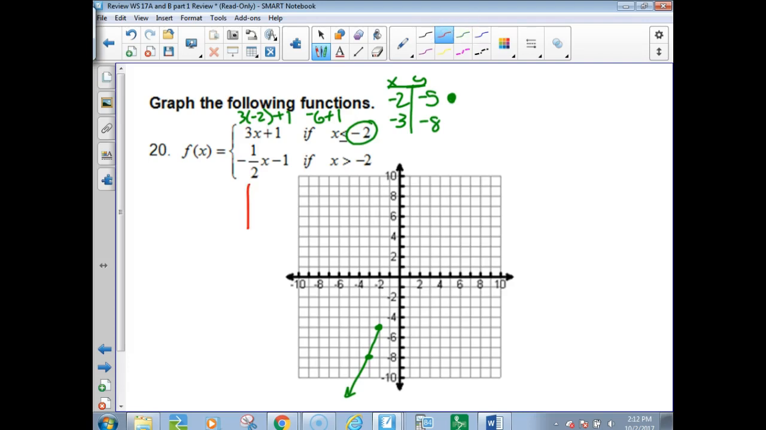The second one, plug in the negative 2. Negative 1/2 times negative 2 minus 1. Negative 1/2 times negative 2 would be positive 1. 1 minus 1 is 0. This is where you're going to have an open circle because it doesn't have a bar under the inequality. So 0, let's see, negative 2, 0, open. Gotta make it look open.